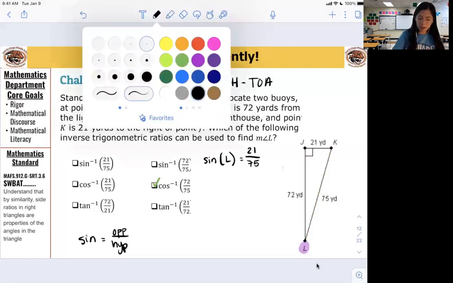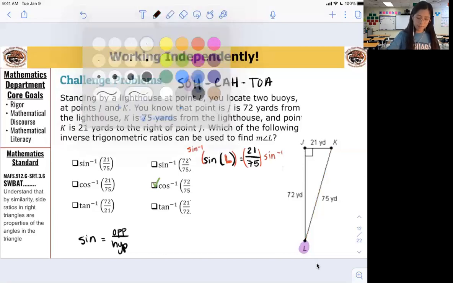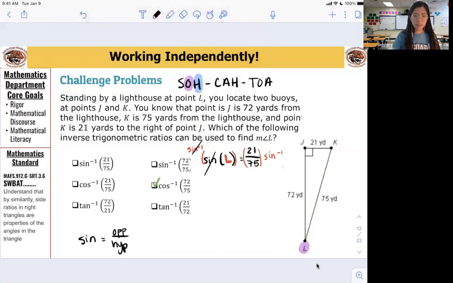Okay. And now same as before, L is what we're looking for, but L is inside of that sine function. So I have to take the inverse sine of both sides to get it out of there. So on the left side, all these sines cancel out with each other, and I'm left just with L. So L equals the inverse sine of 21 over 75. So that would be the first answer choice.